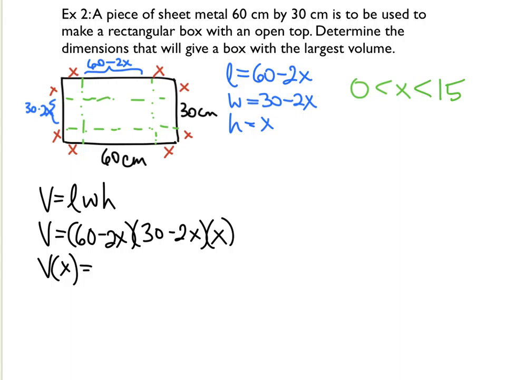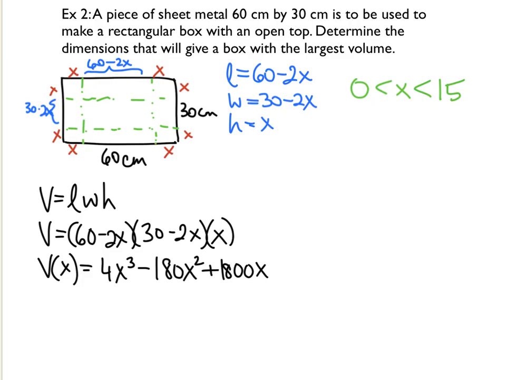And so I'm going to expand that. Actually, I'll just do it in one step. You're just going to have to trust me that this is correct. So I foiled it and I'm ordering it now. It's going to be 4x cubed, and I've collected like terms, minus 180x squared plus 1800x.